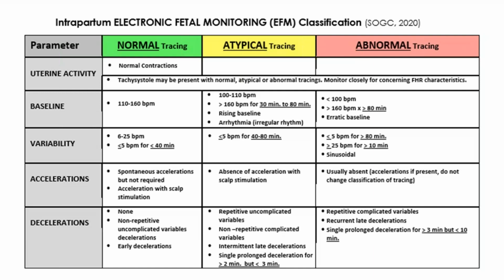Normal means carry on, support the woman, be aware of the changes. Atypical means vigilance. What's happening? Put it into context. And then abnormal means interpret and then respond.